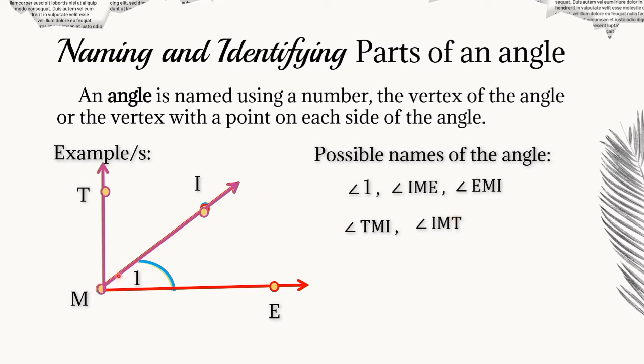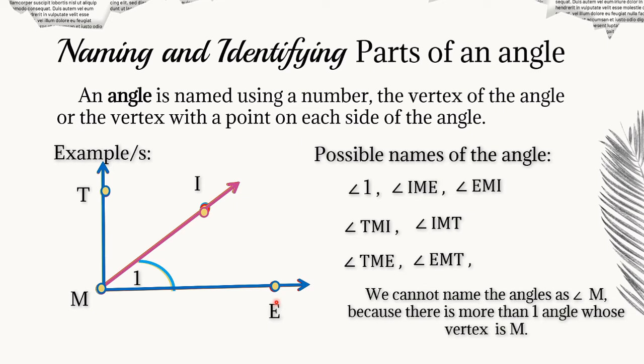Now, tapos na tayo dito sa baba, tapos na rin tayo dito sa kabila, meron naman tayo dito. Pwede rin ito. Itong points TME could create an angle. So, points TME, we have an angle of angle TME. Also, angle EMT. Class, napansin nyo ba yung angle M, yung vertex natin ay hindi natin nilagay? Kasi po, we cannot name the angles as angle M because there is more than one angle whose vertex is M.